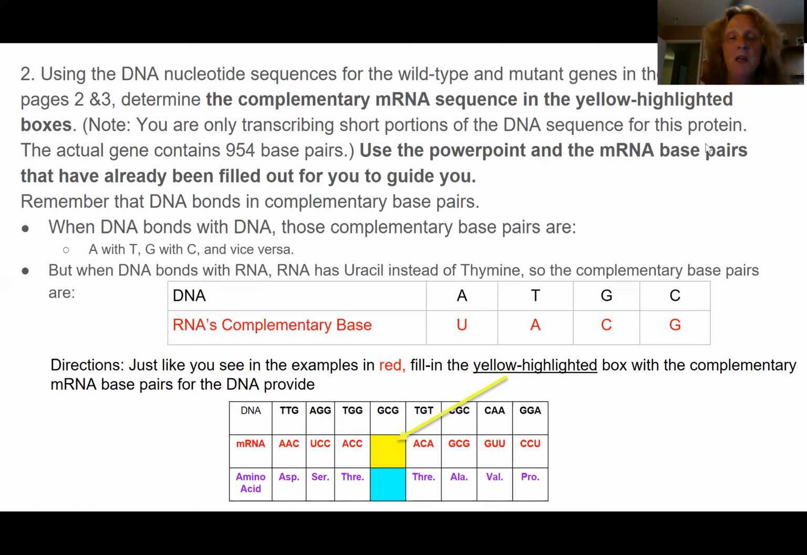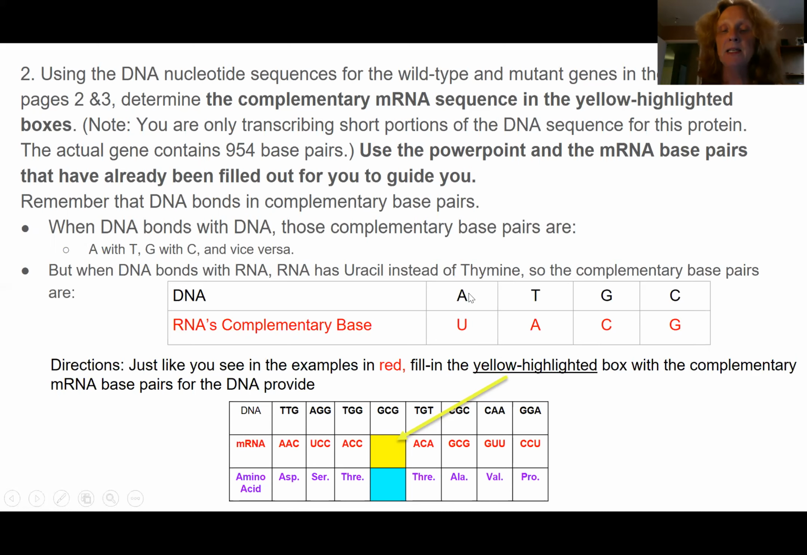So you can see here, here's your DNA, TTG, your mRNA would be AAC. If this is GCG, what would the mRNA be, okay? Keeping in mind that DNA bonds with DNA, those are complementary base pairs, okay? But when DNA bonds with RNA, RNA has uracil instead of thymine, okay? And so you can see here that when you have DNA, there is no thymine in RNA.